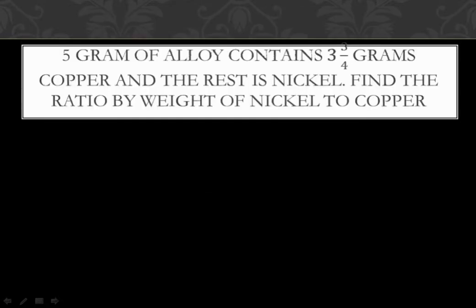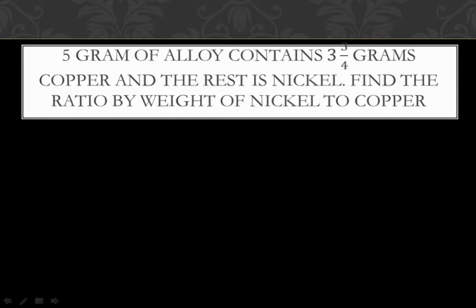Now we come to the next. Next is: 5 gram of alloy contains 3 whole number 3 by 4 grams copper and the rest is nickel. Now we need to find out the ratio of weight of nickel to copper. First thing, what is alloy? Alloy is a mixture of two metals. So here we have two metals, copper and nickel. So alloy is a mixture of both. So if 5 gram is alloy and this much is your copper, the rest of it will be your nickel.